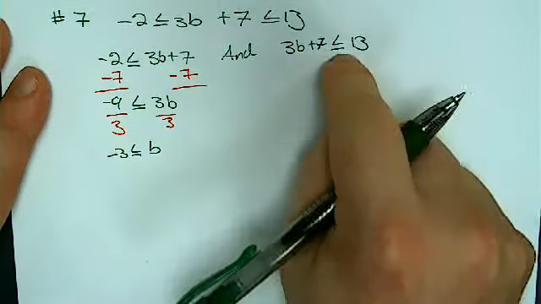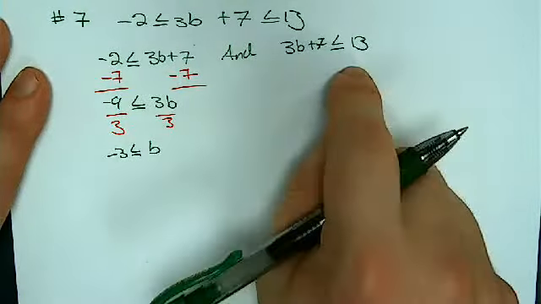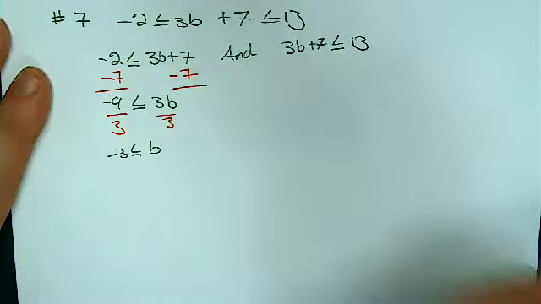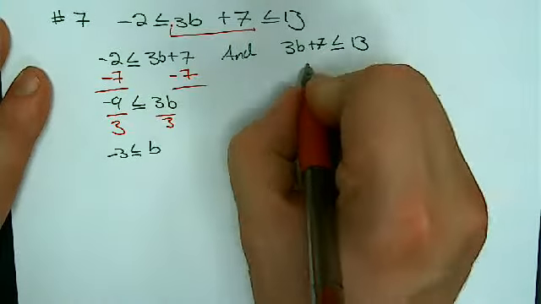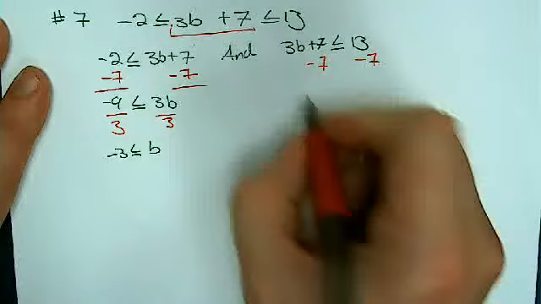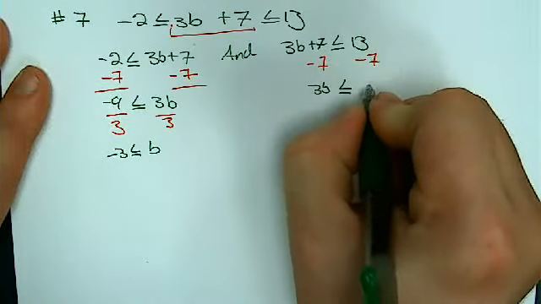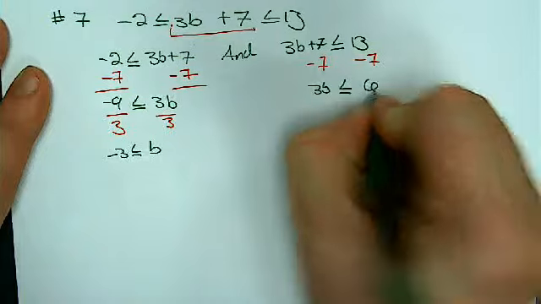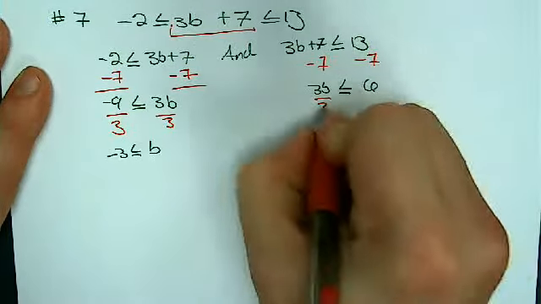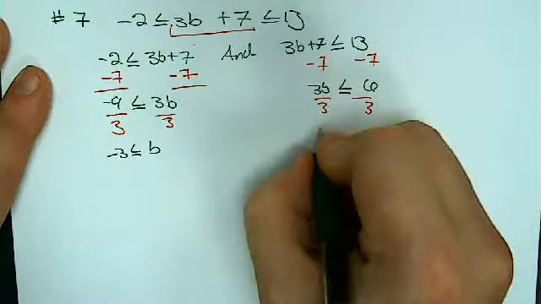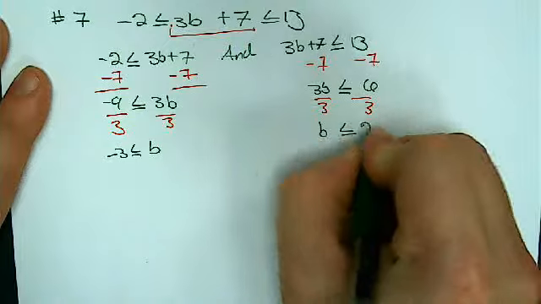And then I'm going to do the same thing over here. Now you'll notice the algebra I do is the same because they both come from that same root. So I subtract 7 from both sides. Leaves me 3b is less than or equal to 6. I'll make sure I do that right. And divide by 3. And that gives me b less than or equal to 2.